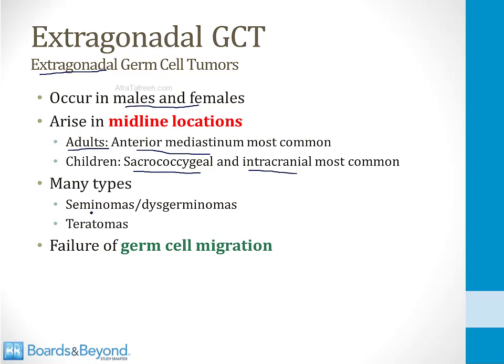There are many different subtypes: seminomas, dysgerminomas, teratomas. They're unlikely to ask you about this on your exam, but what they're going to want you to know for Step 1 is that the reason these germ cell tumors occur outside of the gonads is because there's a failure of germ cell migration during early embryology. Remember that the germ cells migrate to the gonads as the embryo is developing. If for any reason germ cells get stuck in an extragonadal location, that can lead to an extragonadal germ cell tumor, and that's the most important thing to know about these for your Step 1 exam.